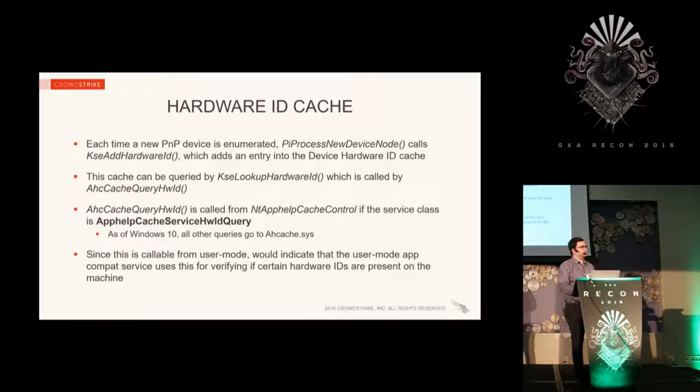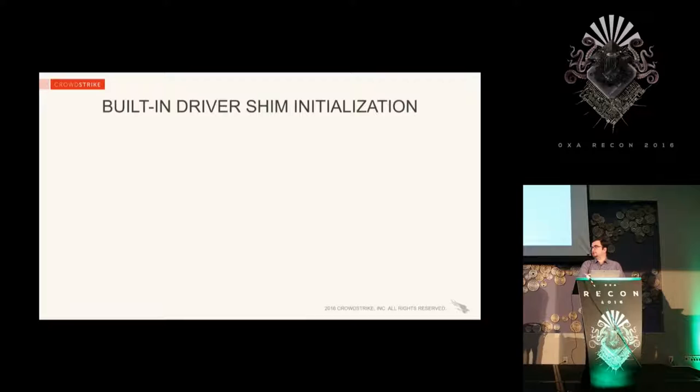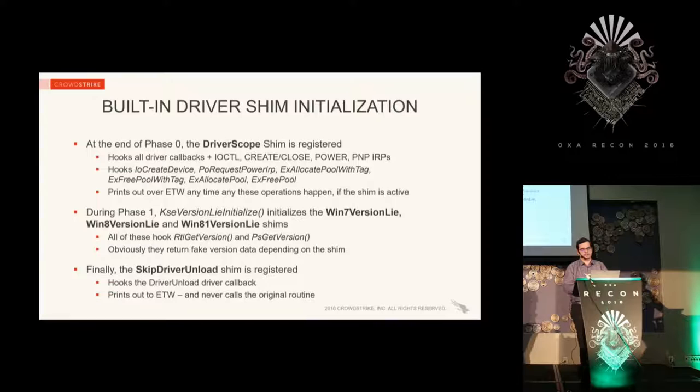The other thing this does is driver shimming. There are some built-in driver shims that you have as soon as KSE initializes. One of them is called driver scope. Driver scope is a built-in shim, and it hooks all driver callbacks. It hooks ioctls. It hooks create and close IRPs. It hooks power IRPs, and it hooks plug-and-play IRPs. It then hooks IoCreateDevice, PoRequestPowerIrp, ExAllocatePool, and ExFreePool.